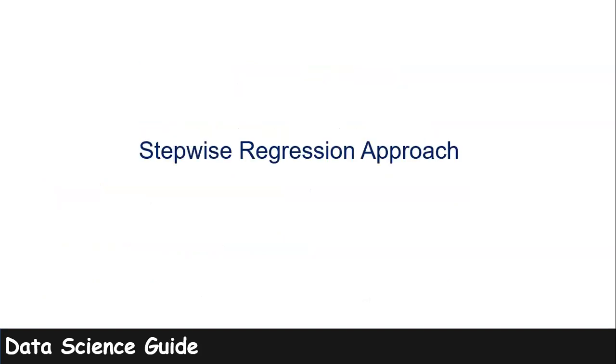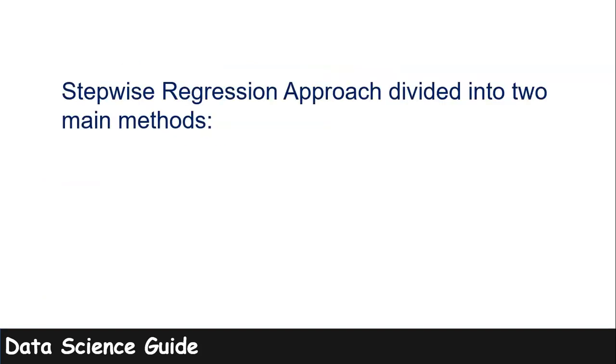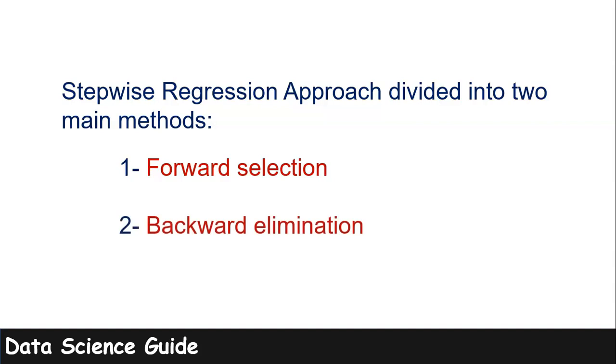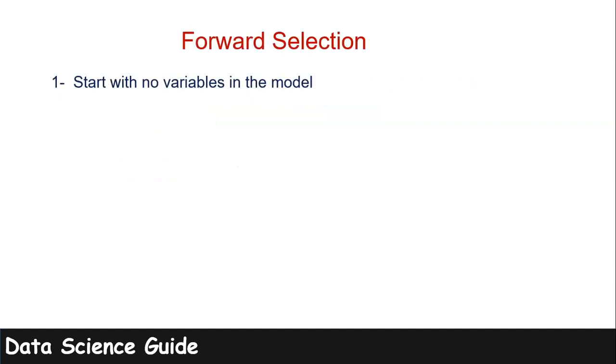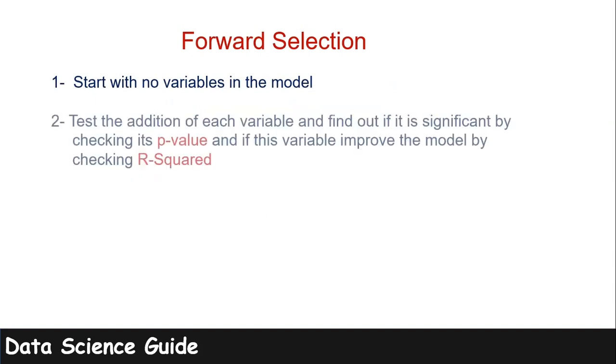So, the stepwise regression approach can be divided into two methods. The first one is forward selection, and the second one is backward elimination. Forward selection starts with no variables in the model, and starts adding them one by one, testing each one by checking the significance of that variable through its p-value.